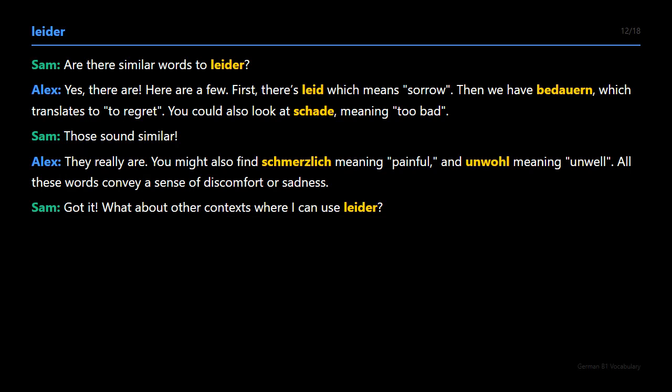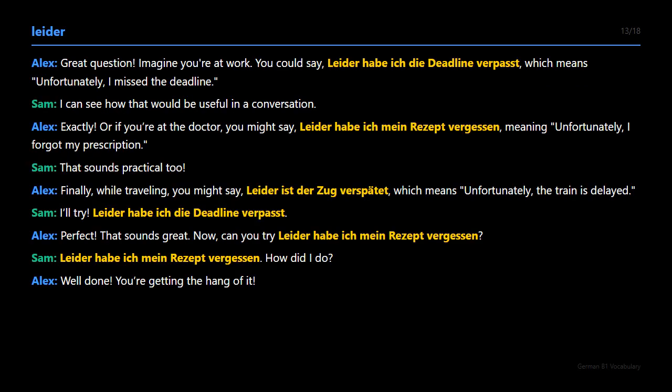Got it. What about other contexts where I can use "leider"? Great question. Imagine you're at work. You could say, "Leider habe ich die Deadline verpasst," which means "unfortunately, I missed the deadline." I can see how that would be useful in a conversation.